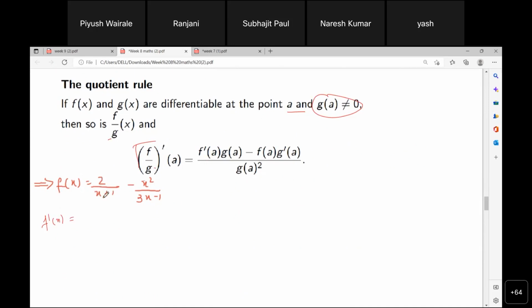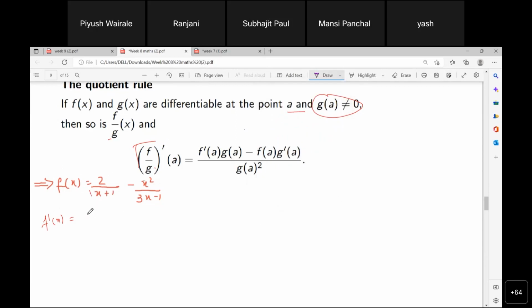Do I have to apply the quotient rule here? This term? What will be the differentiation of this particular term? Yes, anyone? x plus 1 whole square divided by x plus 1 whole square, x plus 1 into the differential of 2, that will be 0, minus the differential of x plus 1 into 2. I can do that also.